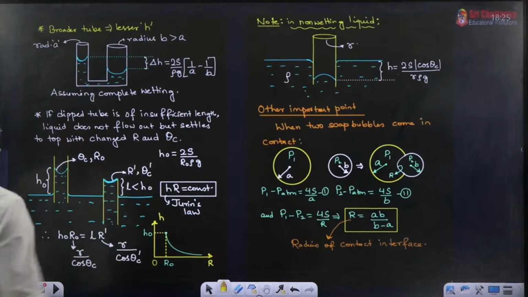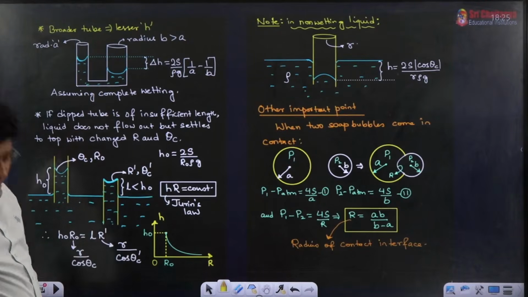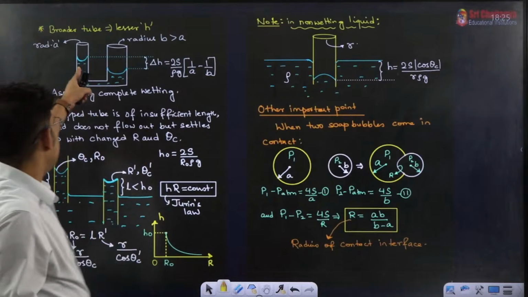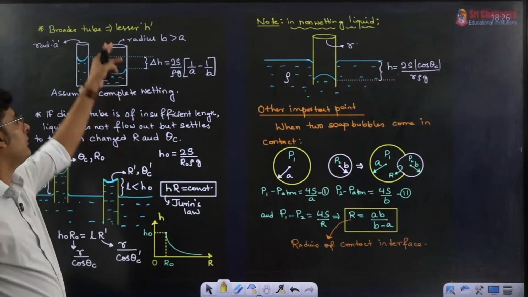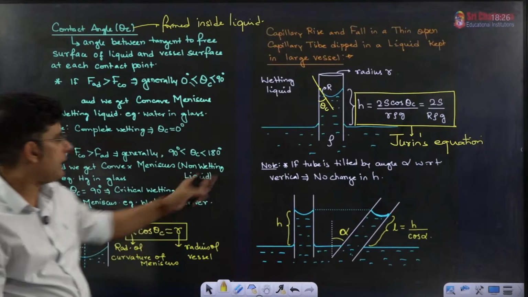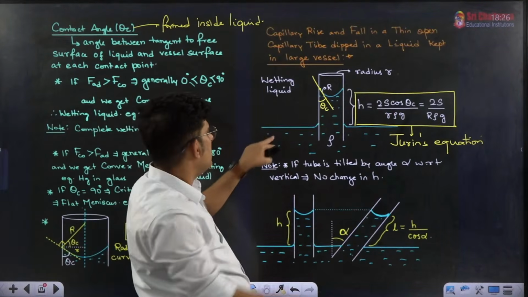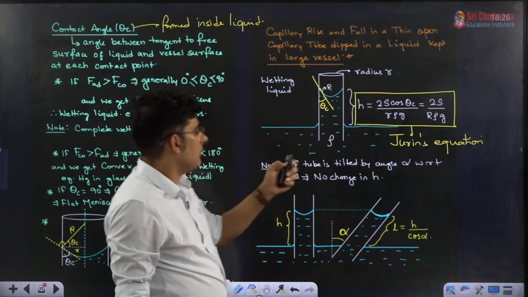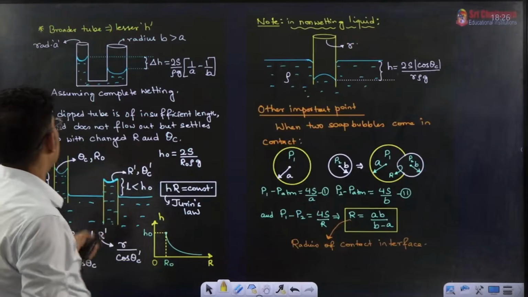Next, capillary rise is inversely proportional to the radius of the tube. So if the tube is broader, there will be less capillary rise. That's why, if you see here, when the vessel outside was very wide, there is less rise, while inside there will be more rise because it is narrower. So a narrower vessel will have more capillary rise.